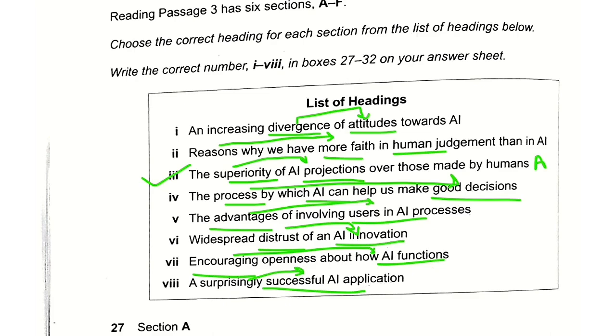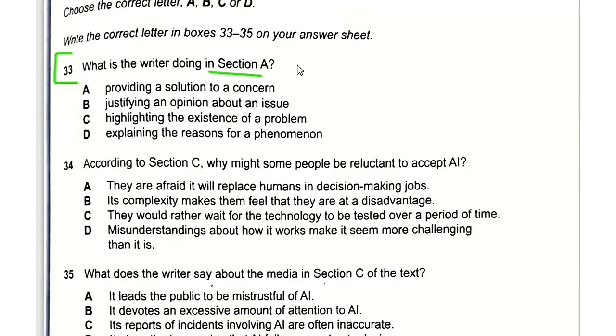Once you have completed the matching headings, we can look into the other question types in order. Here it is an MCQ question. What is the writer doing in section A? Providing a solution, justifying an opinion, highlighting the existence of a problem, explaining the reasons of a phenomenon. Here in the paragraph, they are clearly highlighting the existence of a problem. So the answer is C. Are we looking into the yes or not given?